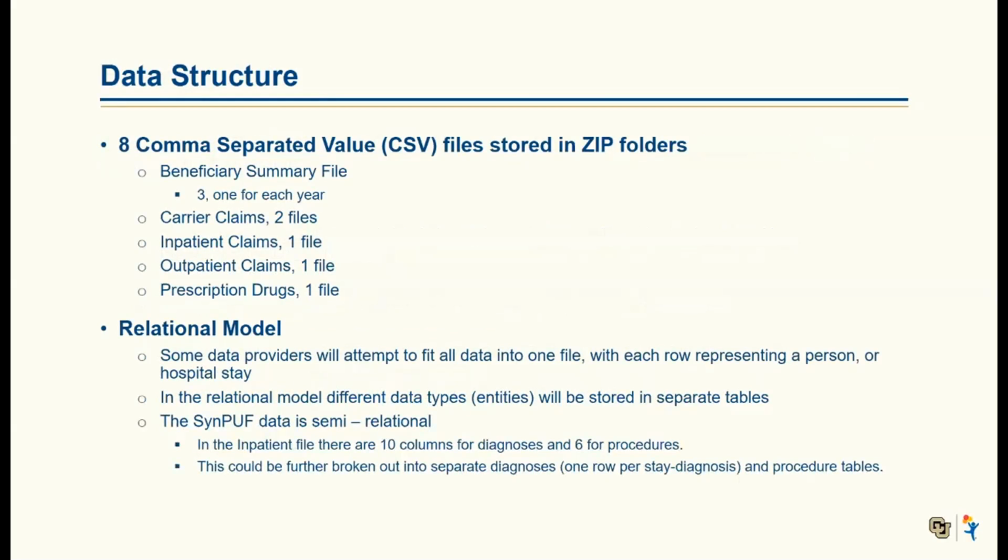The SynPuff is divided into 8 comma-separated value text files. Data exported for analysis may be a single table, or even more tables than the SynPuff. For example, the inpatient claims data has 10 columns for diagnoses and 6 for procedures. However, in other data sources, such as the Colorado All Payers claims data, diagnoses and procedures tied to an encounter are included as separate tables.